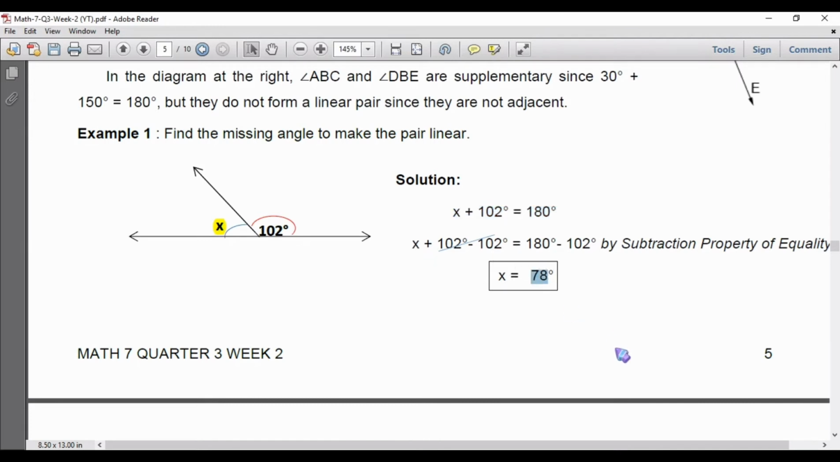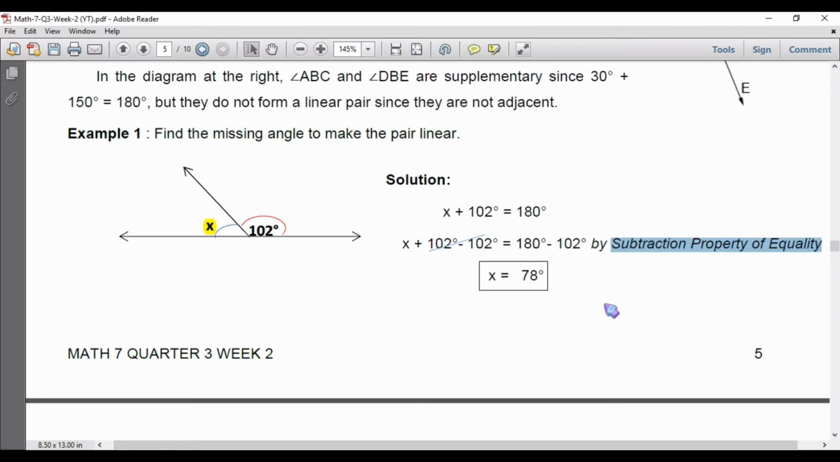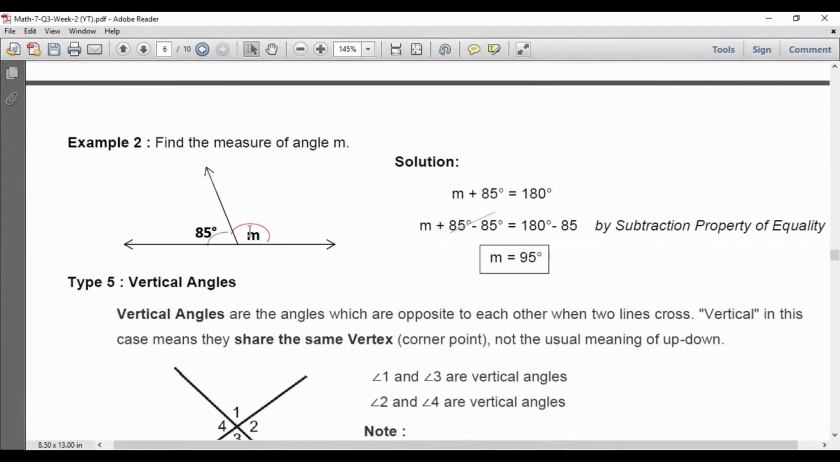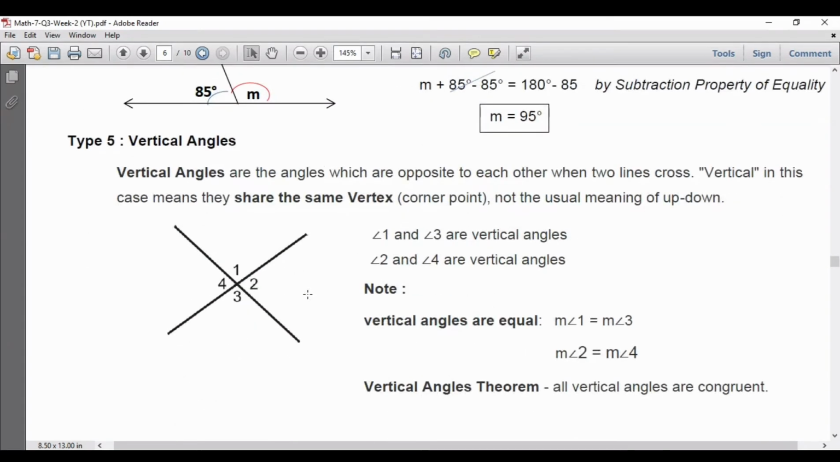So if you notice, we always apply the properties of equality, the algebraic expression. So find the measure of angle M. If this is 85 degrees, then m plus 85 degrees equals 180. Then m plus 85 minus 85, or plus negative 85 on both sides, so we arrive at m equals 95 degrees. So it's easy, as long as the sum of their angles is equal to 180 degrees. Since this is a linear pair, the measure of these two angles is equal to 180 degrees, because they are supplementary angles.